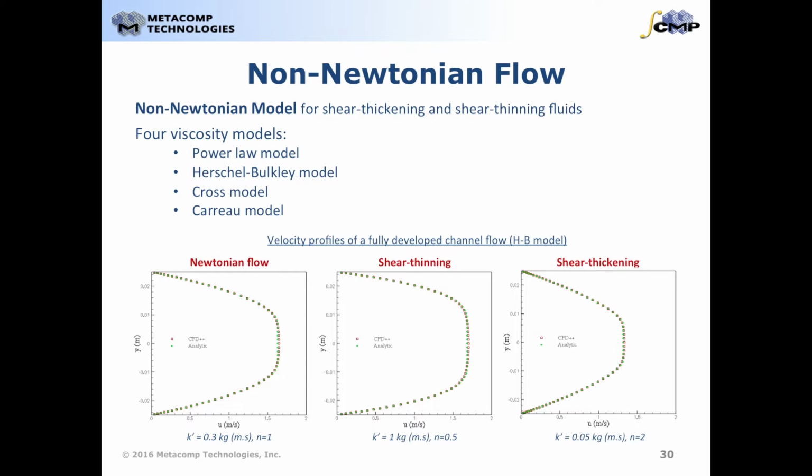A non-Newtonian capability enables the modeling of shear thickening and shear thinning fluids. Several non-Newtonian viscosity models can be invoked. The example shows the velocity profiles in a fully developed channel flow using the Herschel-Bulkley model for 3 different sets of model parameters to simulate Newtonian flow, shear thinning, and shear thickening flow. Velocity profiles with changing viscosity all compare well to analytic solutions.